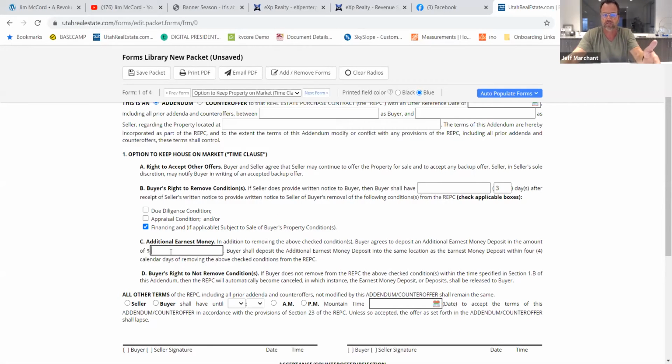So this might be an instance where you as the buyer's agent would say, you know what? Once we remove this condition, we will also add $5,000 earnest money, additional earnest money, something like that. So you're right, it could go in the reverse, and that could be an enticement for the seller to move forward with you.